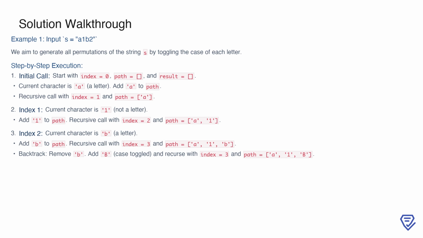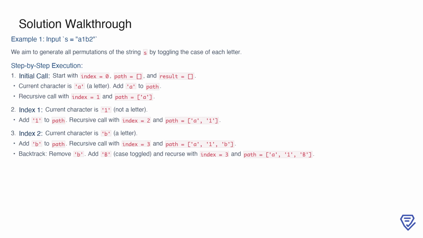To solve the problem of letter case permutation, we want to generate all possible permutations of the string where we toggled the case of each letter. For example, given the input s equals a1b2, we start by calling our recursive function with an initial index of 0, an empty path, and an empty result.